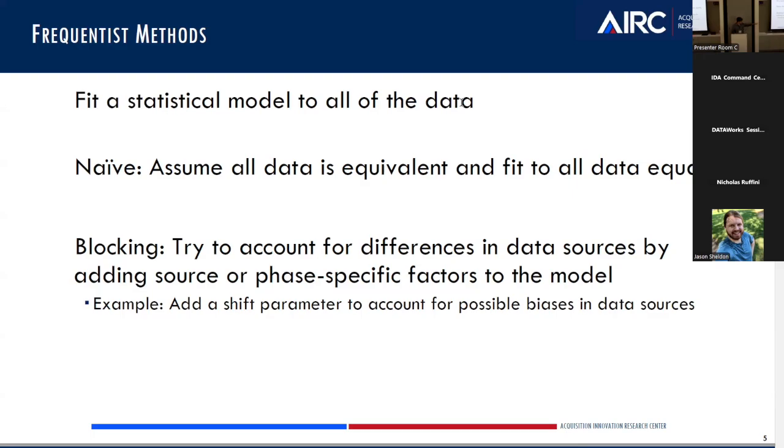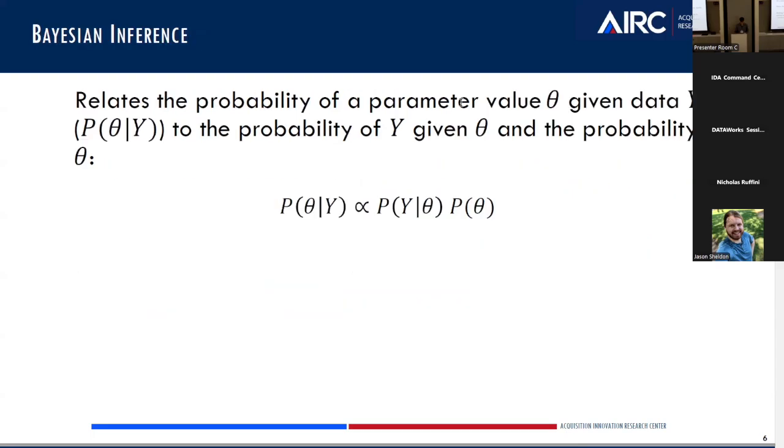And so just as a simple example, we might add a shift. We might say, okay, we think that performance in DT will be biased relative to what we might expect to see in operations. And so we're going to put a factor into our model that reflects that shift and then fit it to the data. Okay, so that was frequentist.